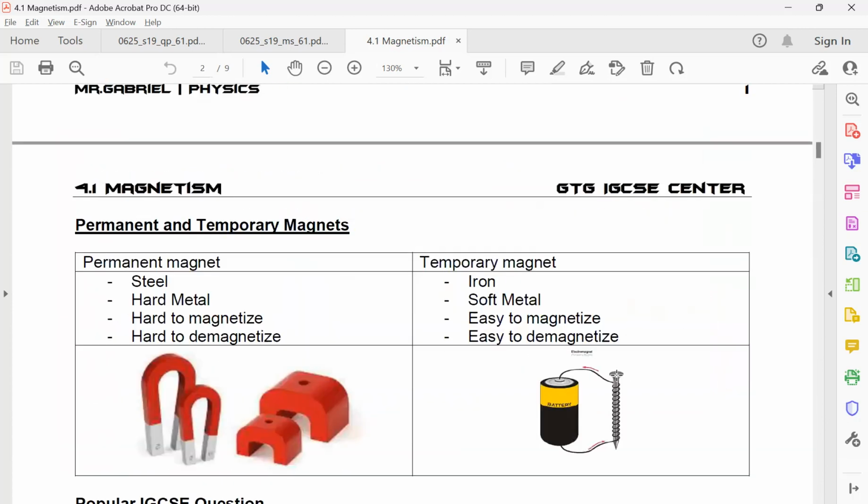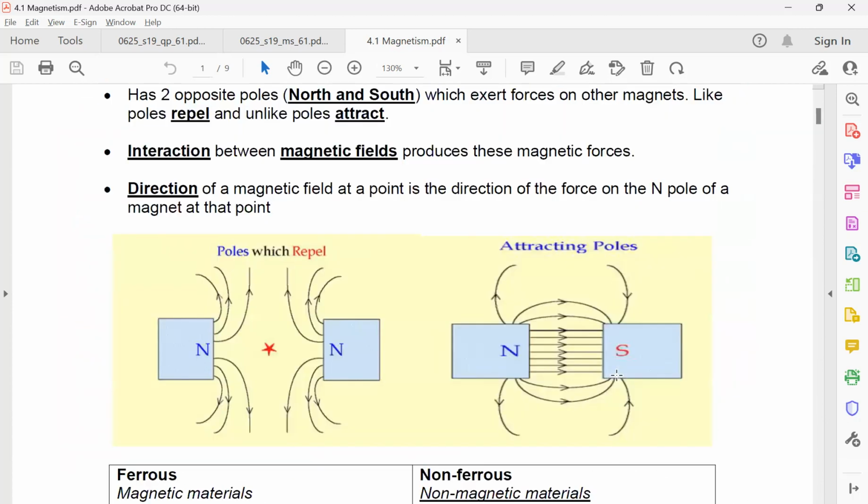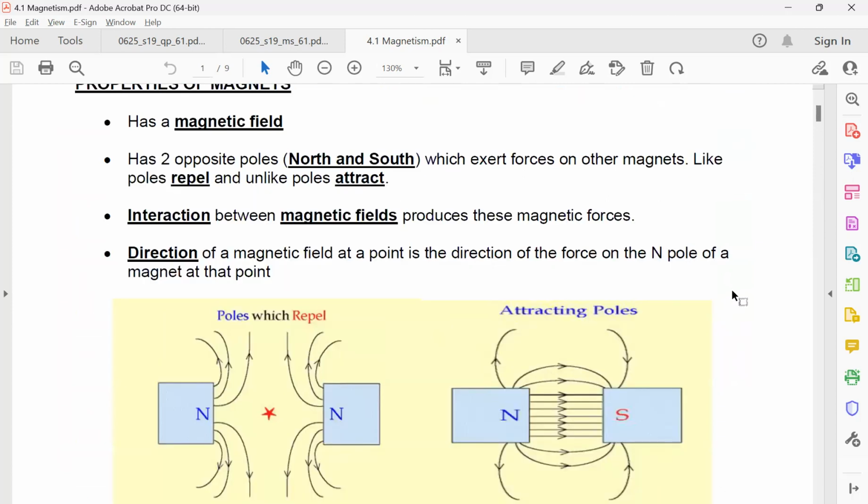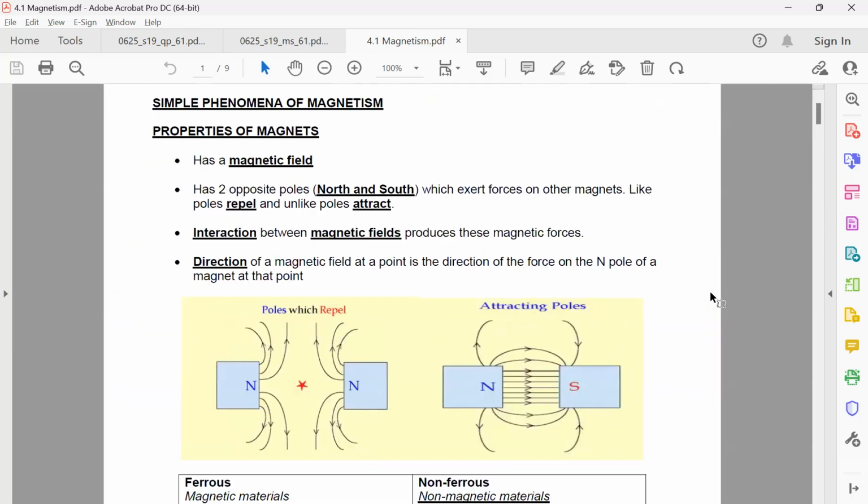Having said all that, looking back at this first page, this is literally common sense at this point. A magnetic field comes with north and south. The only thing you need to know is that the magnetic field always travels from north towards south. I'm going to ask you this a lot because for some reason it's tested a lot in your paper too. I don't know why.